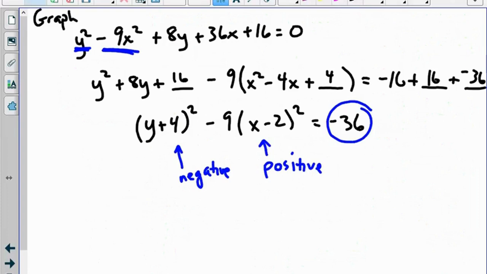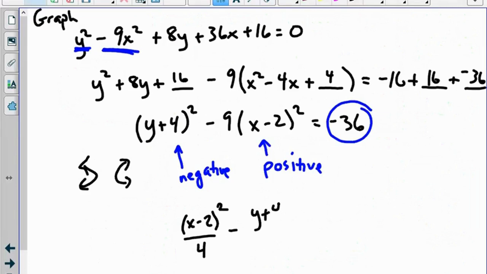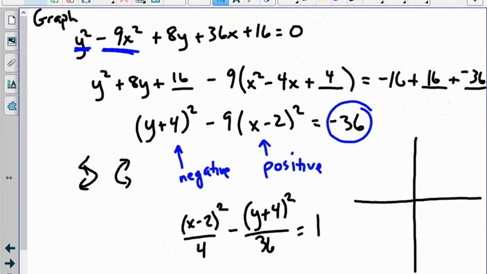So this is really important to understand. This is actually going to be something that opens left and right, not up and down. So I'm going to divide by negative 36. I get x minus 2 squared over 4 minus y plus 4 squared over 36 equals 1. So let's graph this, and then I will verbally talk about things in order to save time.